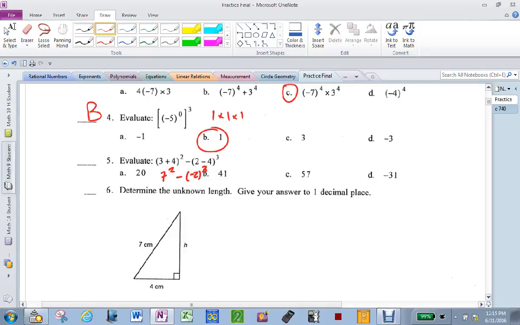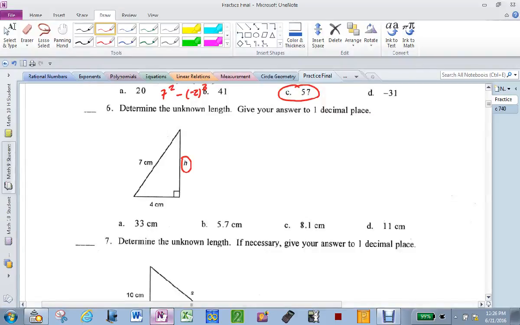Now what? Exponents. Do you see exponents? What is 7 squared? 49. Minus. What is -2 cubed? -2 times -2 is +4. +4 times -2 is -8. So it's 49 minus -8. Minus minus is 49 plus 8, which is 57. Okay?